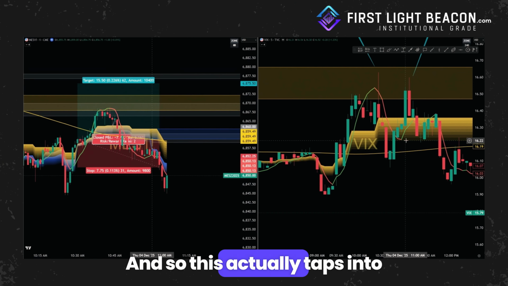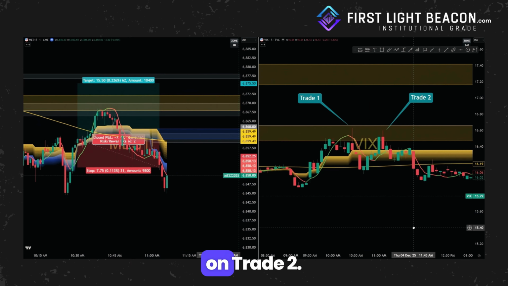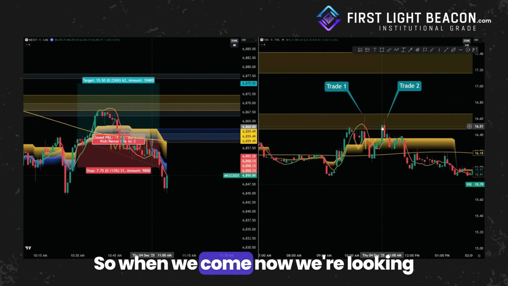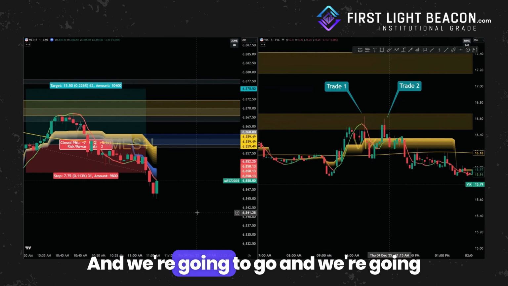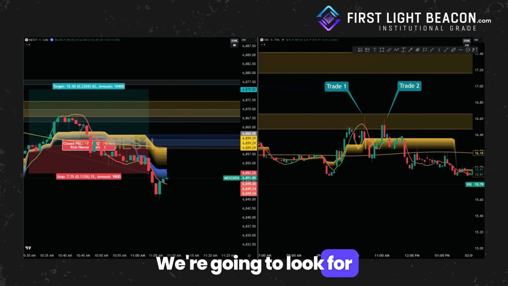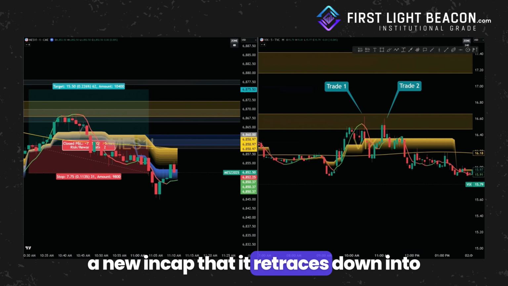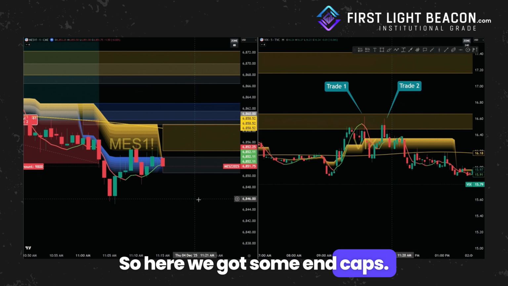And so this actually taps into it again as this drops down. If you can see this right here on trade 2. So when we come now, we're looking for longs again since that happened, right? And we're going to take the same type of entry. We're going to look for a new end cap that it retraces down into, and we get into the trade. So here we got some end caps.